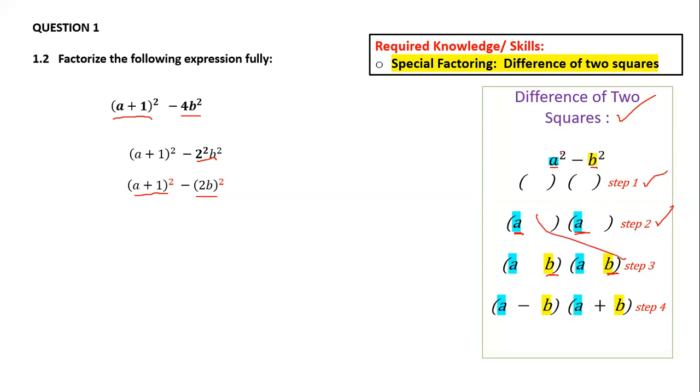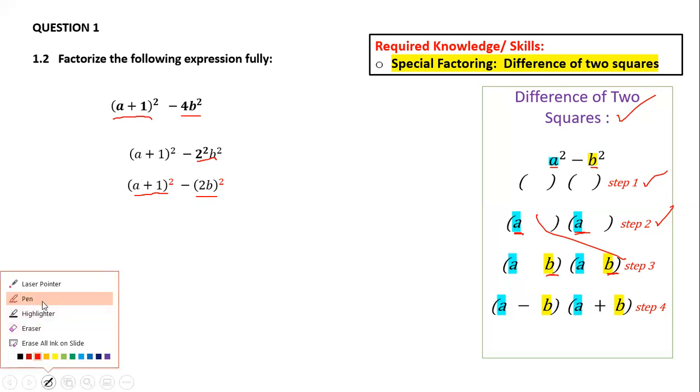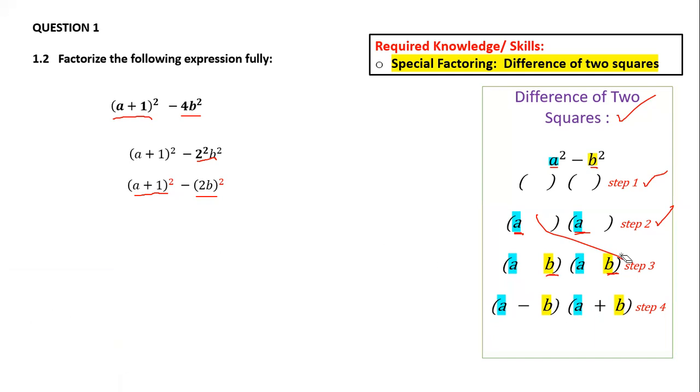And the last step is we alternate the signs. Minus plus or plus minus. It doesn't matter which one you write first, but you alternate the signs, plus and minus, or minus and plus. So let's apply this skill to the question.